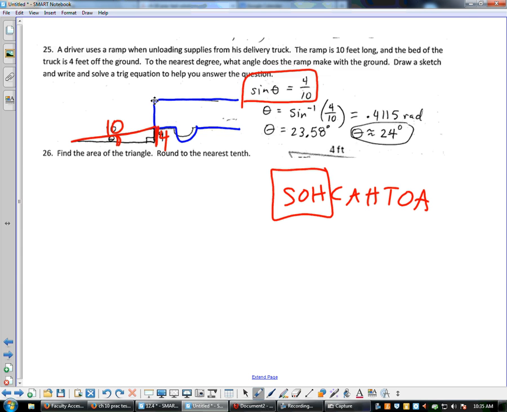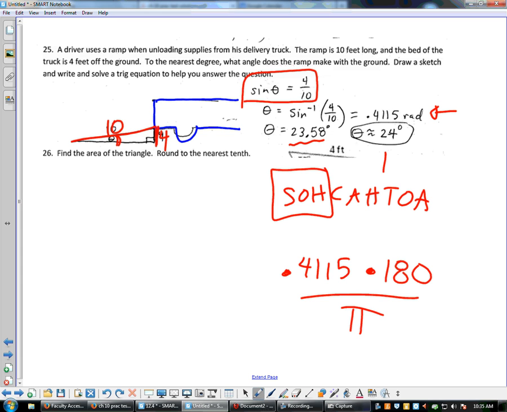On my calculator, which is set up in radian mode, I got 0.4115, and that's radians. Then I converted that to degrees by doing 0.4115 times 180 over pi, and I ended up getting 23.58, which, if I'm rounding to the nearest degree, is about 24 degrees. 180 over pi: if you're given radians and you want to convert to degrees, yes, you multiply by 180 over pi. What else shall we look at on this practice test?